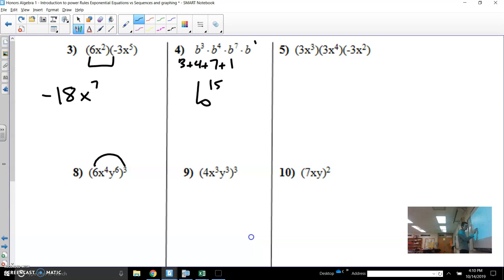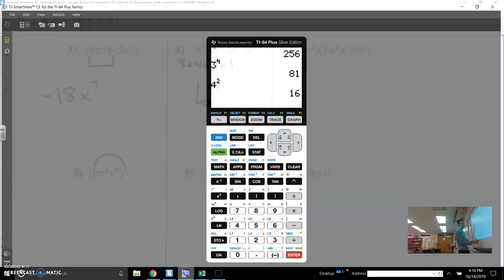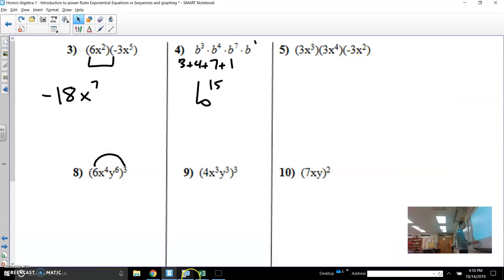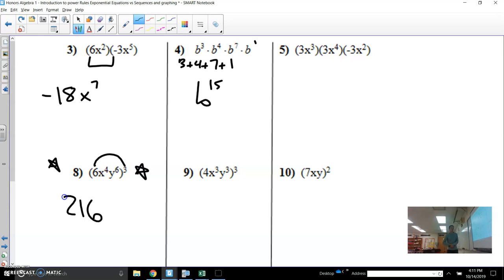6 is not times 3, 18. No, that is 6 to the third power. And 6 to the third power is 216. Really want my students to understand this one. I see this one a lot in ACT review, so I think this one will really pay out for you if you can do that later.